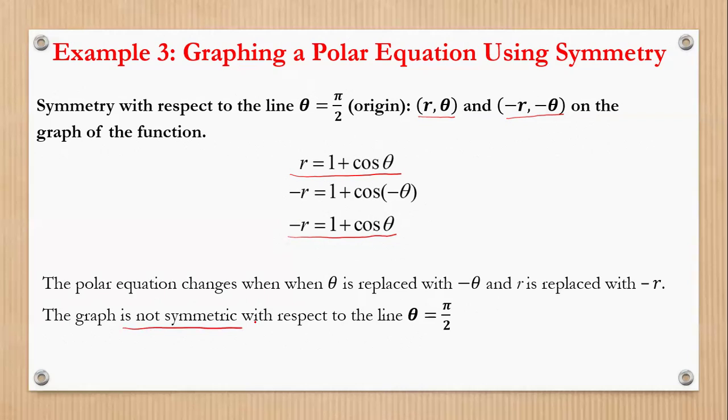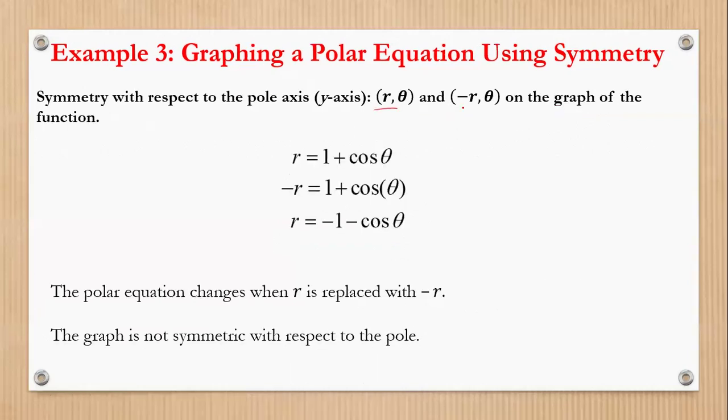Now we want to check if it's symmetric with respect to the pole by replacing r by negative r. If I replace r by negative r, the right side doesn't change, but on the left side I have a negative r and I don't have any option to cancel the negative. Even if you want to cancel the negative, you need to multiply everything by negative, so it changes the whole equation. So we don't get the same equation, and the answer for this one is also no. This graph is not symmetric with respect to the pole. So this equation is only symmetric about the polar axis, or the x-axis.